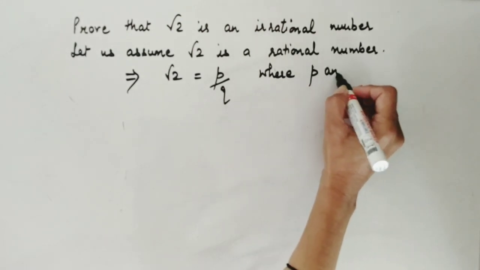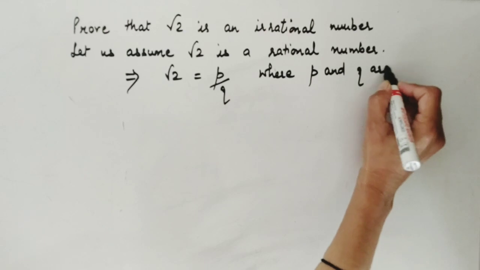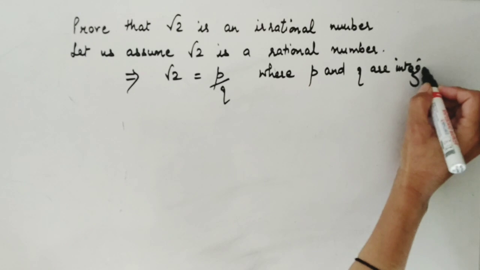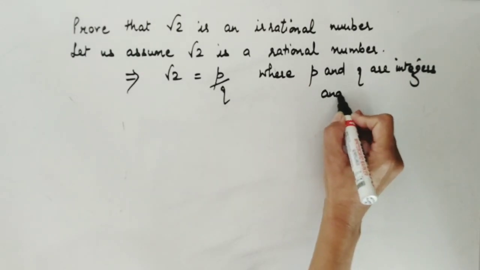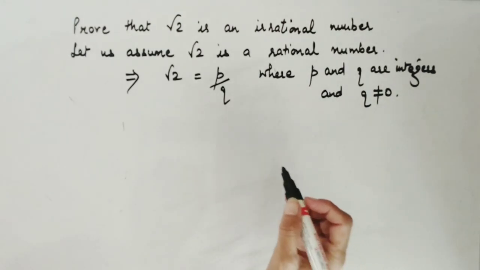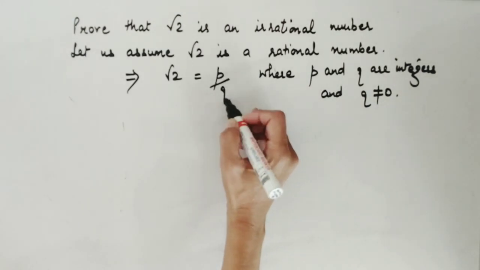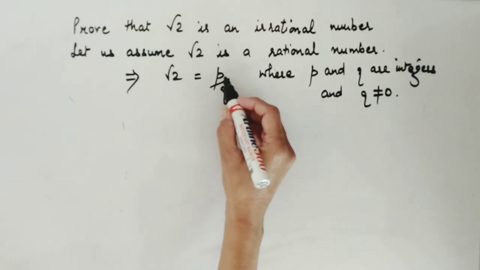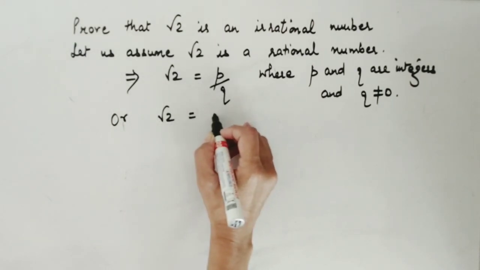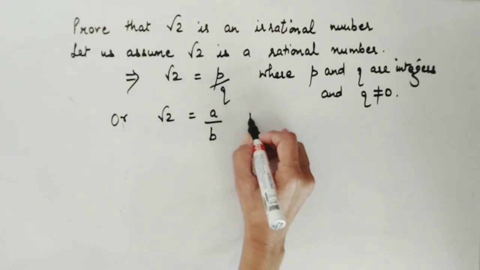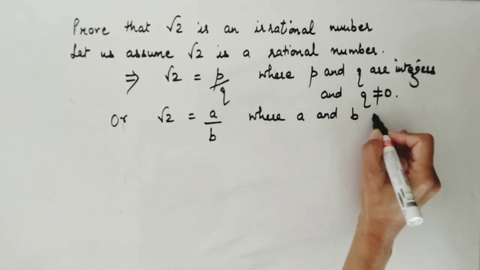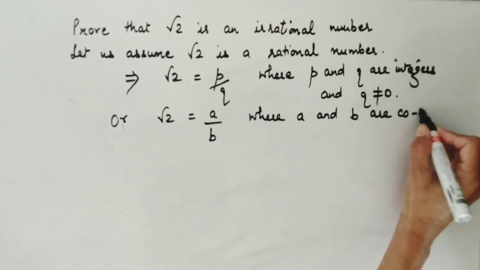p and q are integers and q is not equal to 0. Okay. Now if p and q are integers, let's now put them in the lowest term, or root 2 can be written as a by b, where a and b are co-primes.